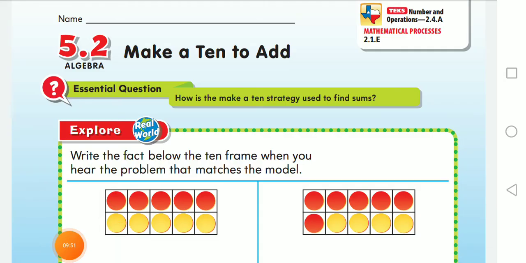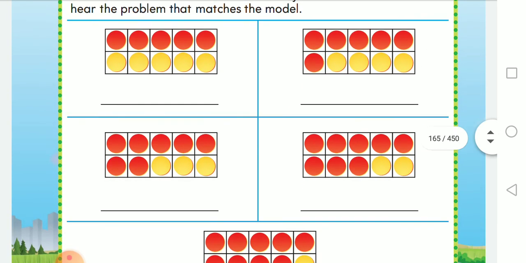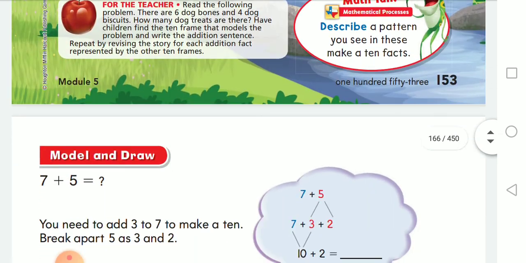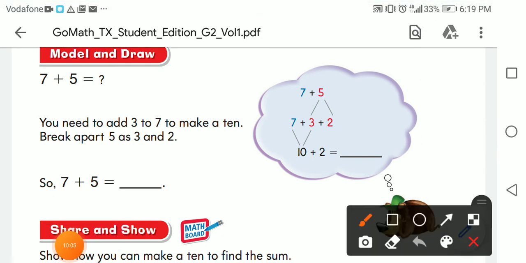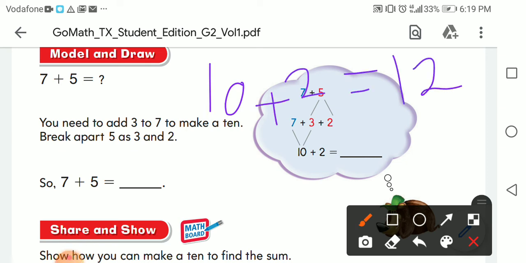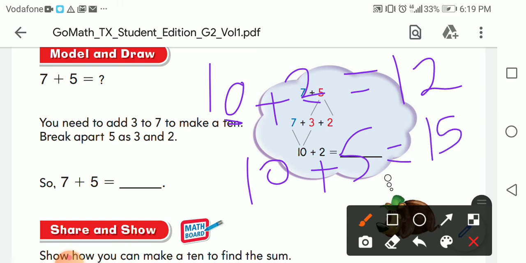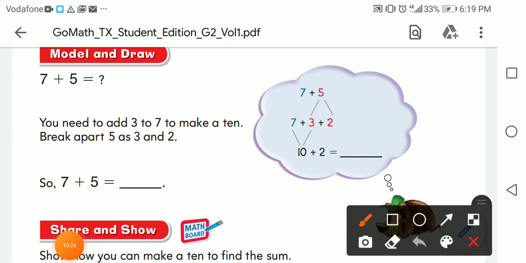Now we are going to have the lesson, make a 10 to add. It's a very interesting lesson. Let's see how we can solve addition by using the 10. Okay, guys, we know that if I have 10 plus 2, it's very easy. I say 12 without counting, because 2 comes instead of the 0. When I say 10 plus 5, it gives me 15. We put 5 instead of the 0. So it's easy to use the 10, right?